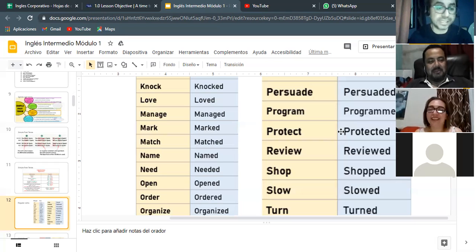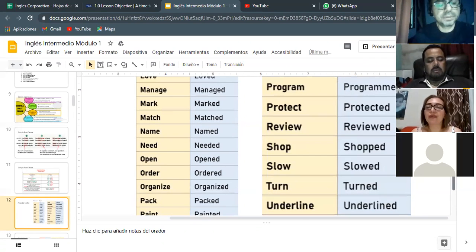Okay, so that is persuade. Gisela, could you please tell me an example with persuade? I usually persuade my husband when I want to go to eat. Okay. But how is it going to be in past? That was good, but it was in present. How do you do that in past? I persuaded my daughter to practice English. Okay, I persuaded my daughter to practice English, good. Program, what is to program?